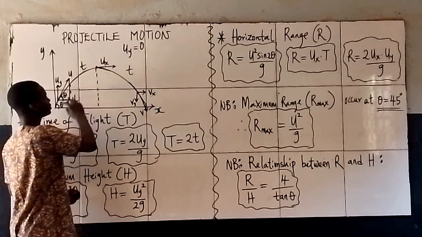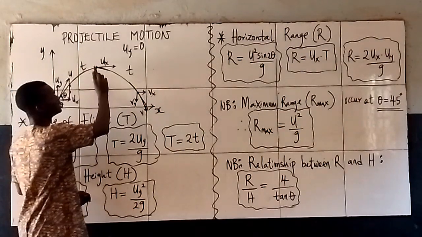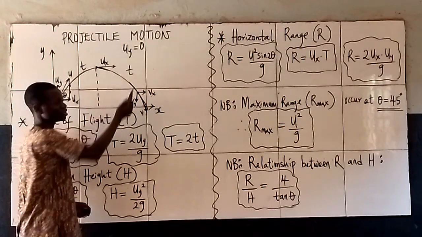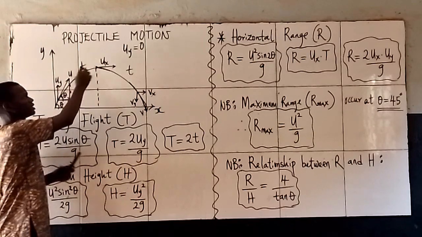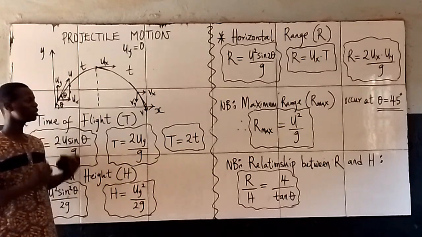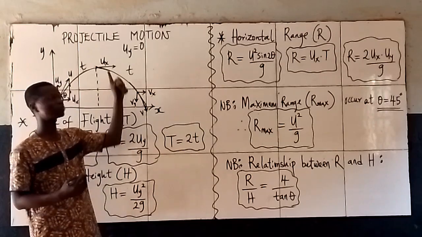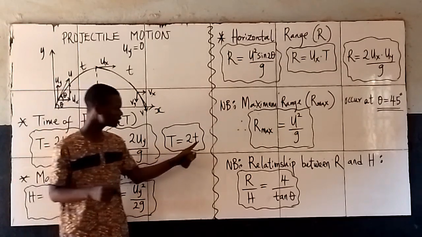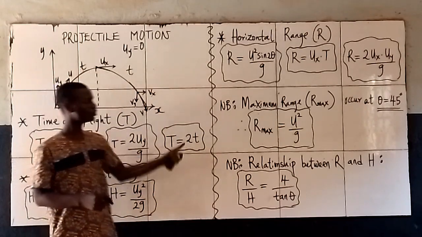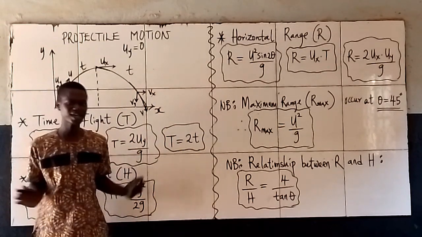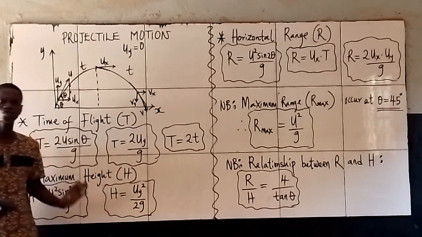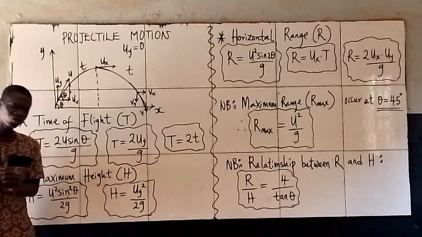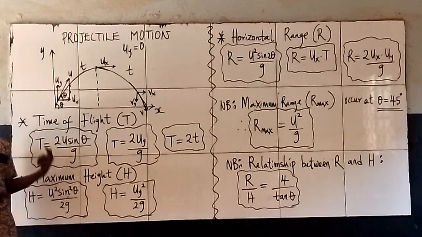So if the time it takes to get here is 5 seconds, the time it will take to descend back to this point is also going to be what? 5 seconds. Both are equal. So if they tell me that the time it takes for a projected body to get to the maximum height is 5 seconds, calculate the time of flight, I will just simply put it here because twice of it will give me my what? Time of flight. Is that easy? So these are the formulas to take note of when you are asked to find the time of flight, capital T.